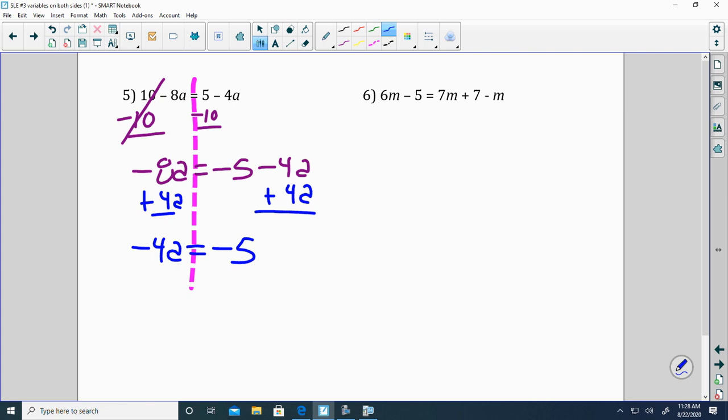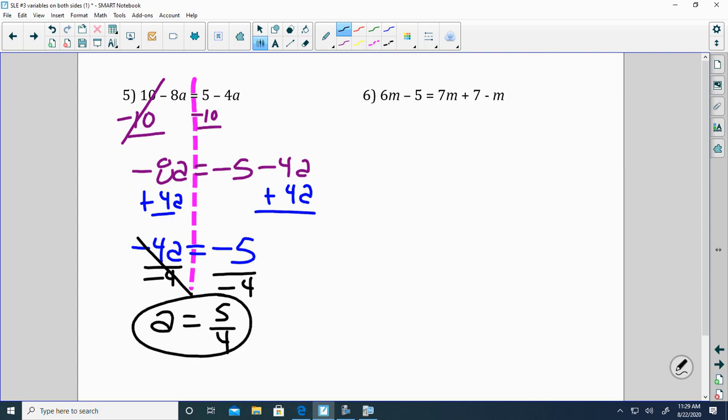And then from there, negative 4 and a are being held together by multiplication, so I'm going to divide each side by negative 4. Those both cancel out, so I get a equals. I have a negative over negative, so my answer is going to be positive, so I don't have to put a positive sign. I can, it's not necessary, but my answer is 5 over 4. And again, leave it as an improper fraction, meaning the top is bigger than the bottom. Make sure it's reduced.